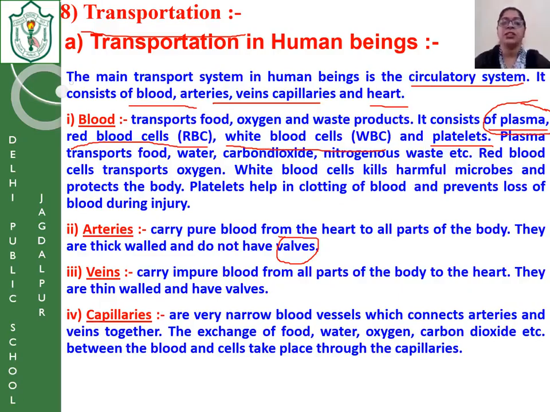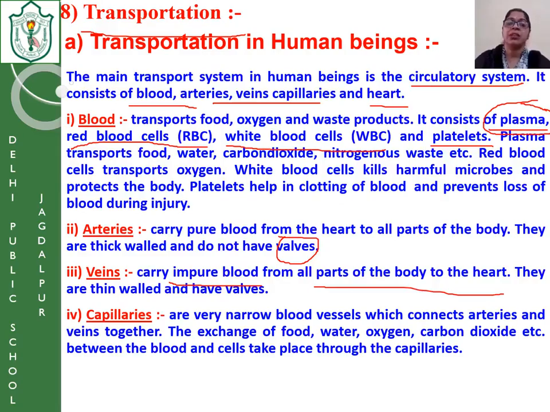Second one is the veins. Veins carry the blood from the body parts to the heart. So generally, which type of blood do they carry? They carry impure blood. And from where? From the body parts to the heart. Okay. And they are thin walled and they have valves. Because impure blood, once it is carried from the body cells, should not revert back to the body cells. It will be toxic because it is carrying the waste material. It should not go back to the cell.